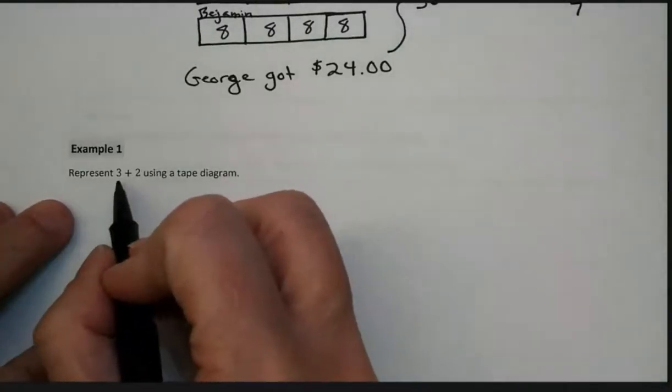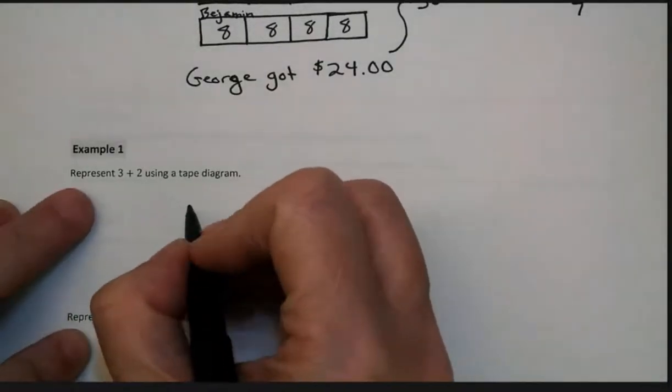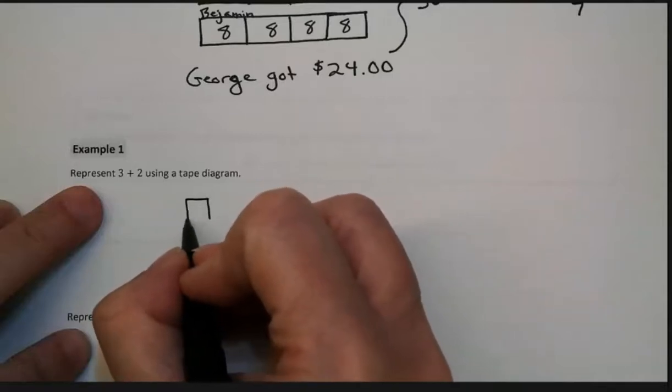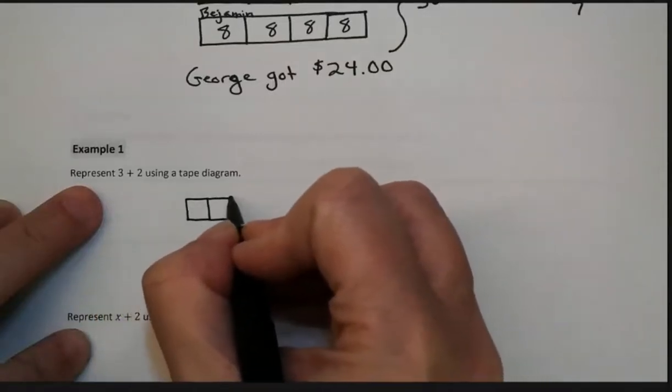So it says represent 3 plus 2 using a tape diagram. I'm going to represent this. So 3 plus 2, I've got 3 boxes. I want to make sure that they're equal in size to the best of my ability.